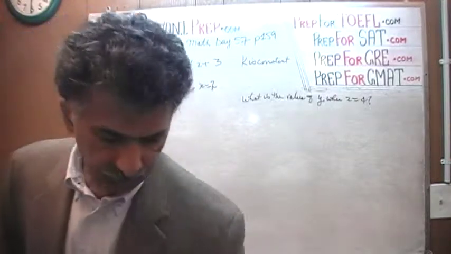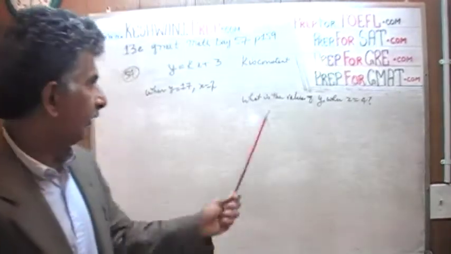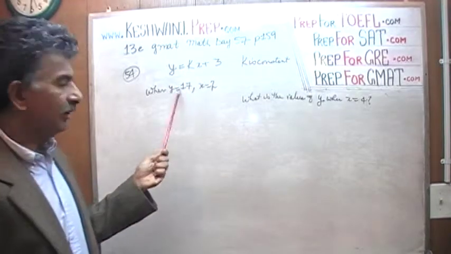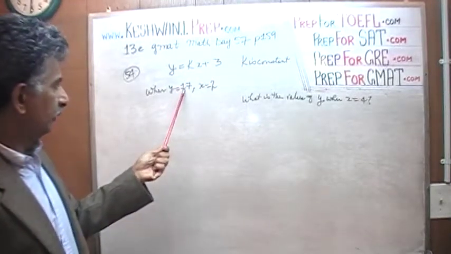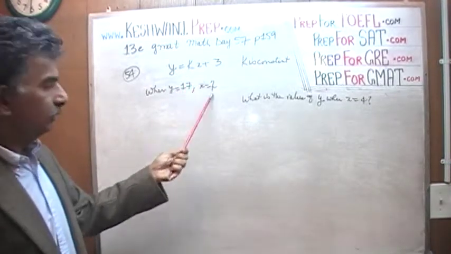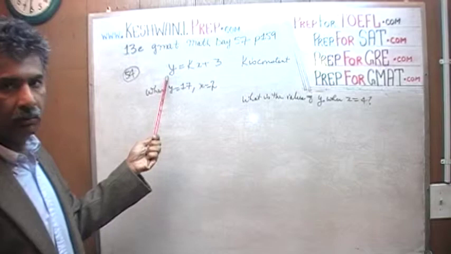The very first thing we need to do is figure out what this k guy is. What is the value of k? We need to figure out the value of k, and we're going to do it by using this information. What they're telling you is that if you replace y by 17 and x by 2, this equation should hold. So that's exactly what we're going to do.